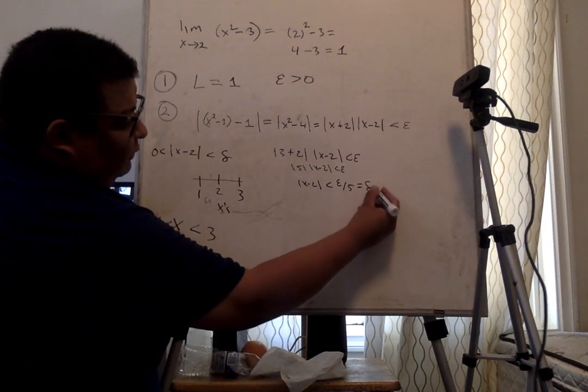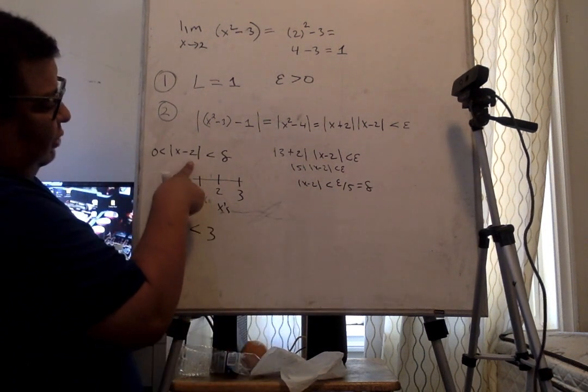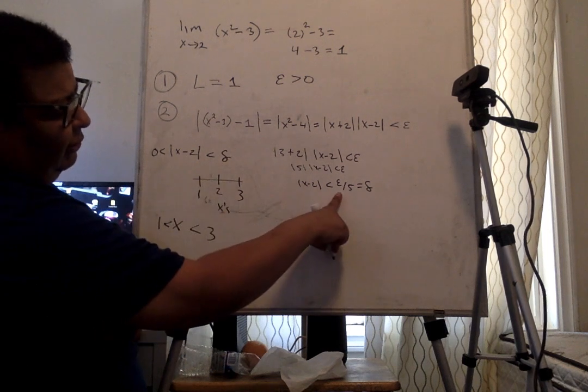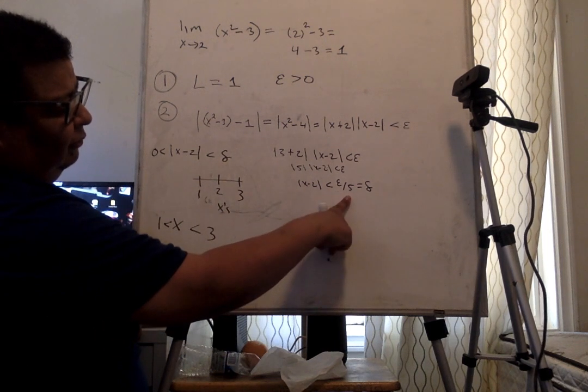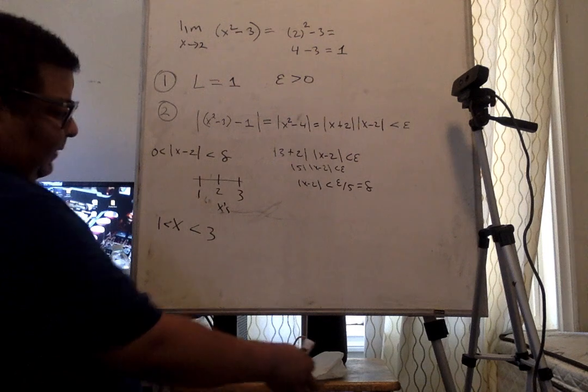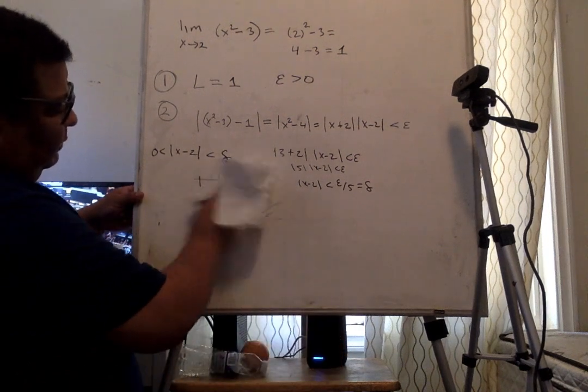This is our delta. Because look, remember how we started? Absolute value of x minus 2 is less than delta. We found a delta. That delta is epsilon over 5. Alright, so to make space, we're gonna delete this.